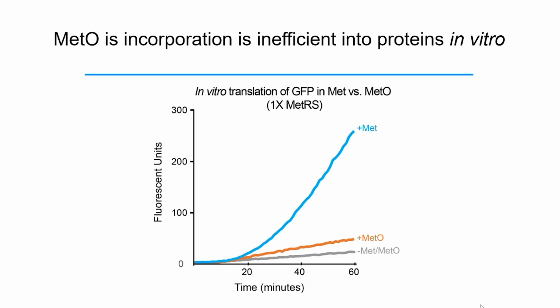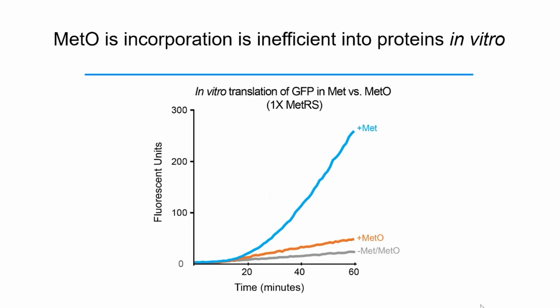And then with methionine sulfoxide, there is a slight increase in protein production, but it doesn't look very efficient. So this shows us that in normal standard conditions, matching the concentration that enzymes are normally in the cell, you can't really efficiently incorporate methionine sulfoxide into a protein.